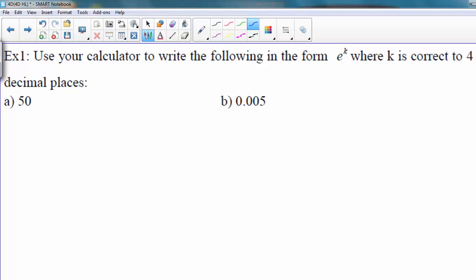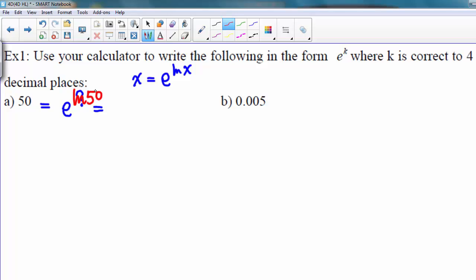Right now let's look at how we can use the second identity to write the following in the form e to the power of k, where k is corrected to 4 decimal places. We need to change this 50 to e to the power of what? By the second identity, x is the same as e to the power of ln x. So this 50 is the same as e to the power of ln 50.